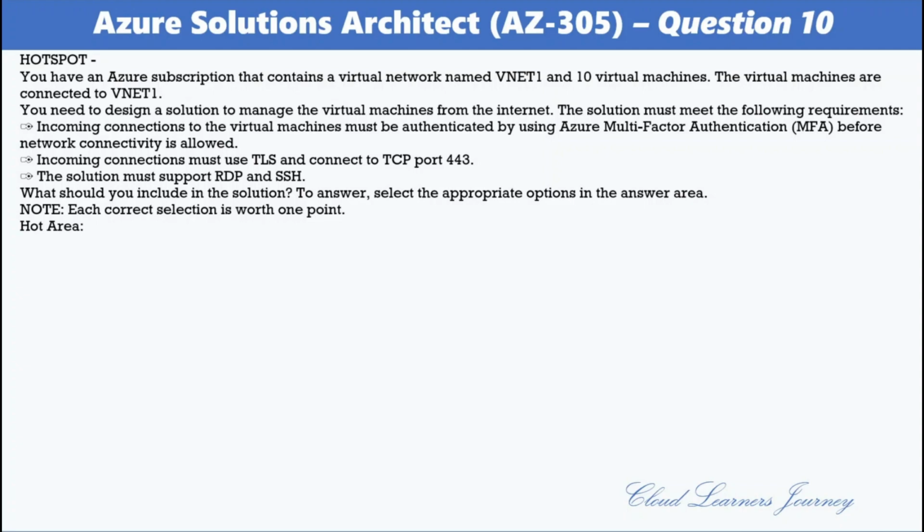First requirement, incoming connections to the virtual machines must be authenticated by using Azure multi-factor authentication before network connectivity is allowed. Second requirement, incoming connections must use TLS and connect to TCP port 443. Third requirement, the solution must support RDP and SSH. What should you include in the solution? To answer, select the appropriate options in the answer area.